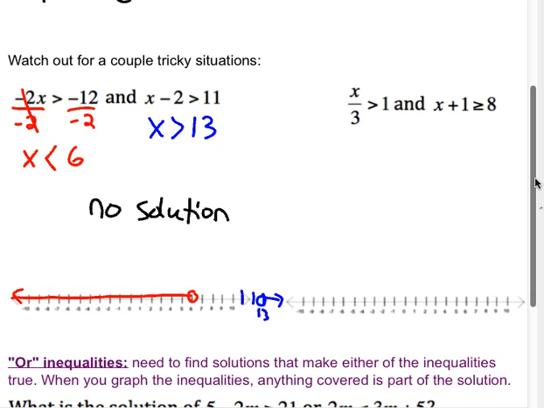Other tricky situation, let's look at the other side. So here, x divided by 3 is greater than 1. I'm going to multiply both sides by 3. Okay, so here, oops, I should have done that in a color. I apologize. So x is greater than 3, and I'm sorry that this is so tiny. And then here, subtract 1. So x is greater than or equal to 7.